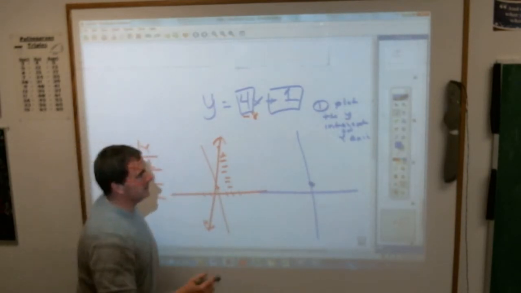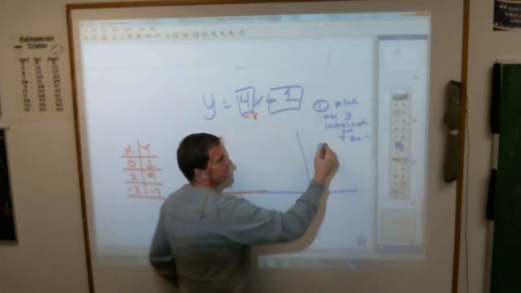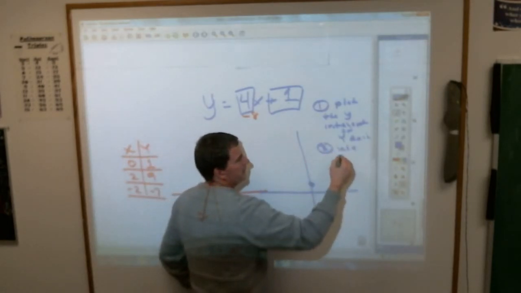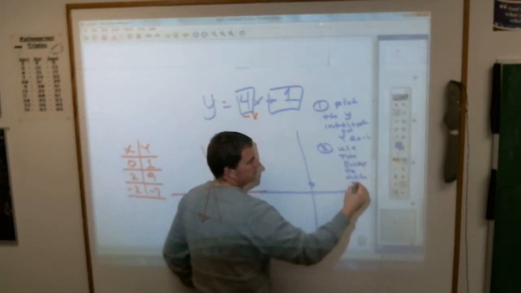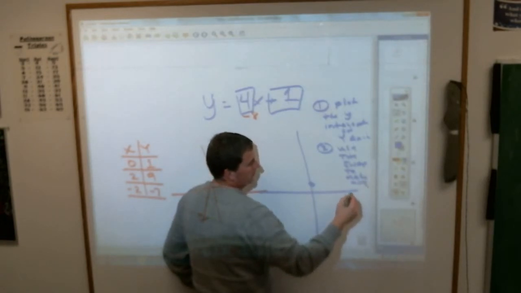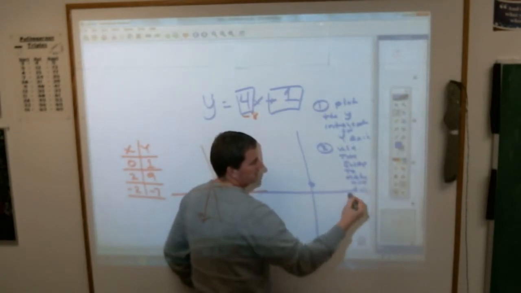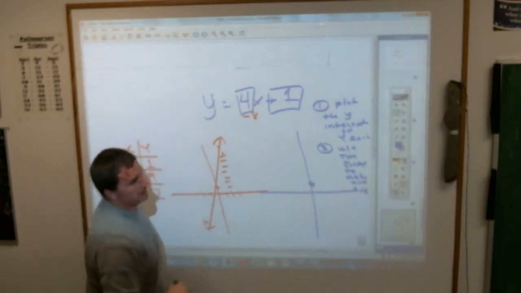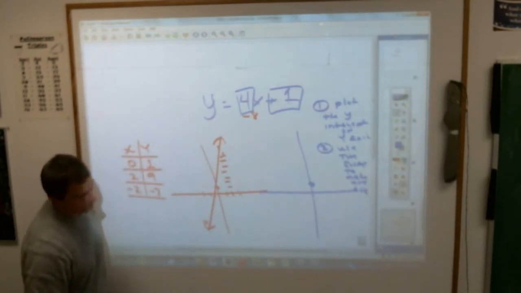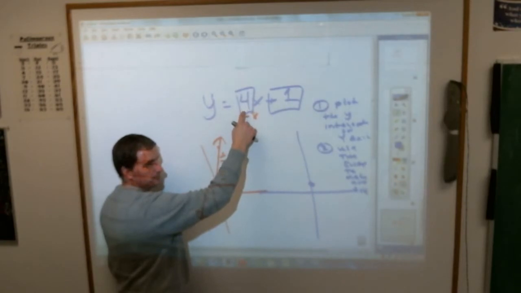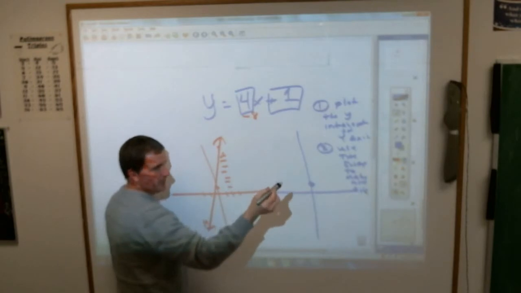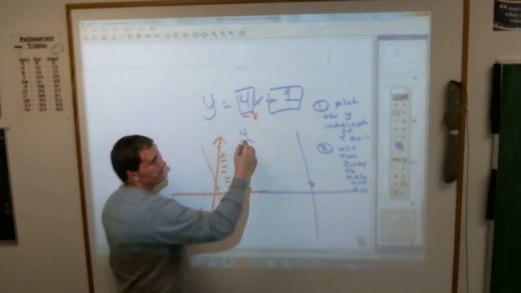And then the second thing you do is use the slope to make more coordinates or dots or whatever you want to call it. Which means this, children. What is the slope of this line? 4. And we usually call slope in fraction form, so we make it 4 over 1.